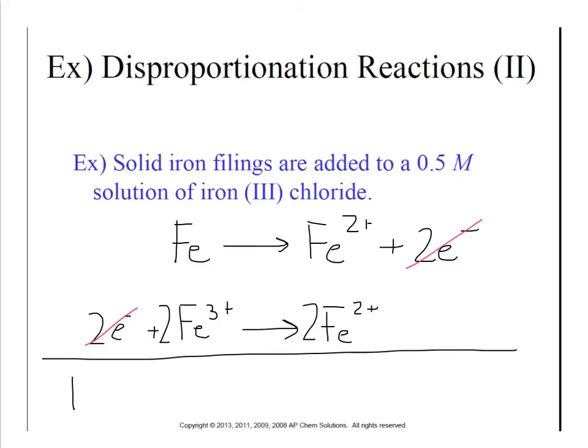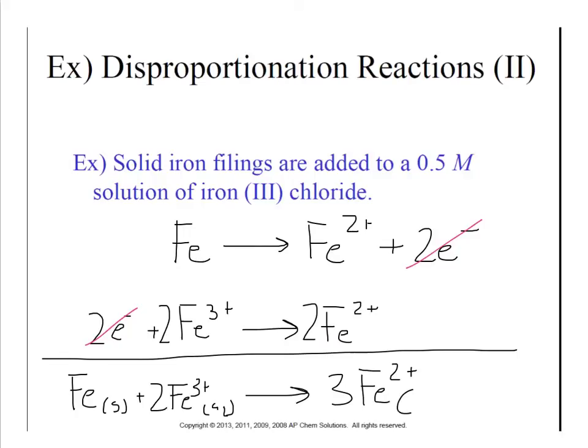And in total we would have Fe, which is a solid, reacting with 2 Fe3+, which is going to be aqueous, turning into, and you'll notice right here we've got 1 Fe2+ and then 2 Fe2+, so that means 3 Fe2+ overall. And once again, we can see the oxidation states. That guy is going to be 0. This guy right here is going to be 3+. And this last one over here, 2+. So we have all 3 oxidation states.